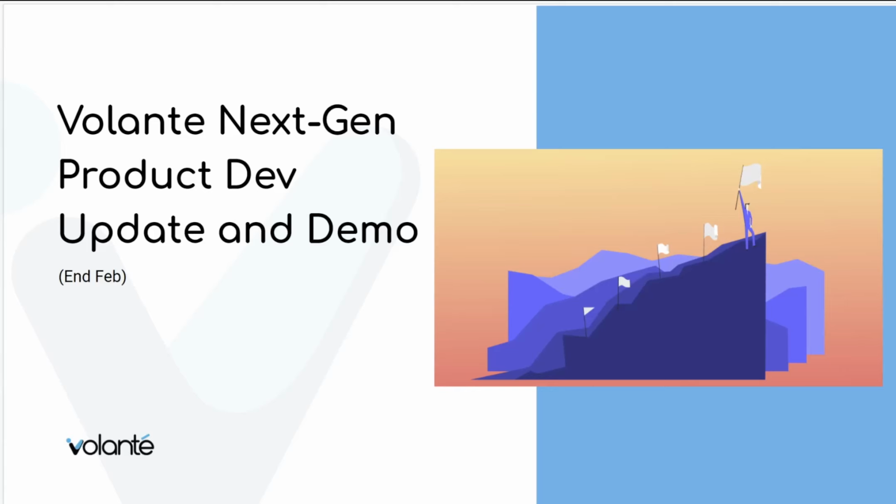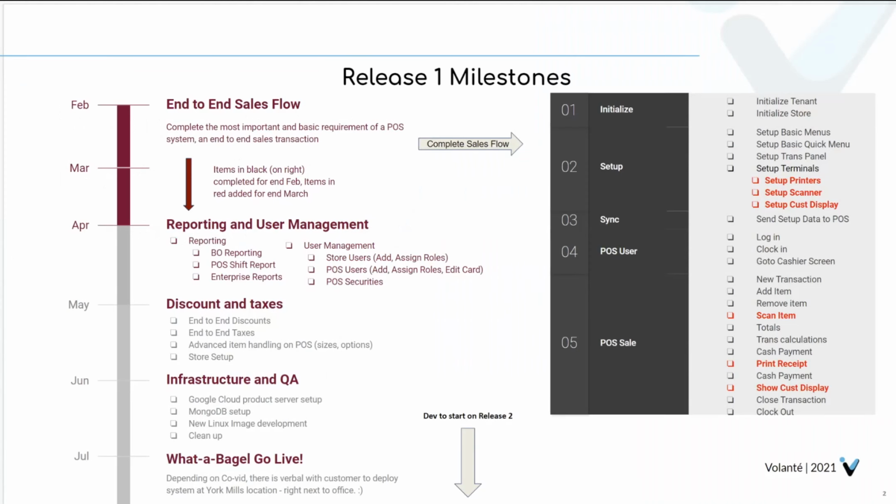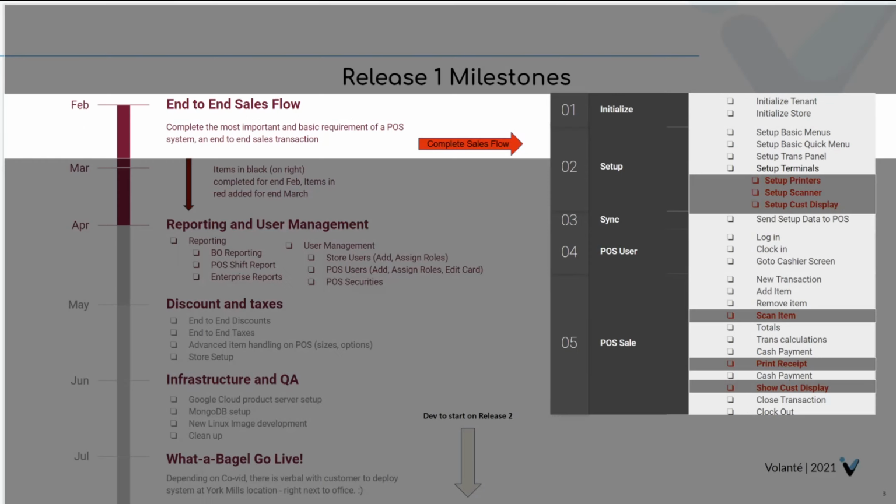This is the Volante Next Gen product status update and demo for February. According to the original plan, our strategy was to, as the first step, complete an end-to-end working version of the system, then subsequently build on top of that working system. We needed to verify what has been completed and develop any necessary items required to come up with an operational system for What-a-Bagel. What-a-Bagel is our first target site.